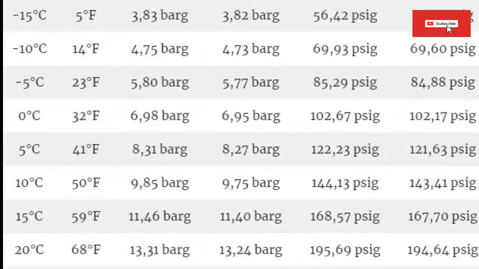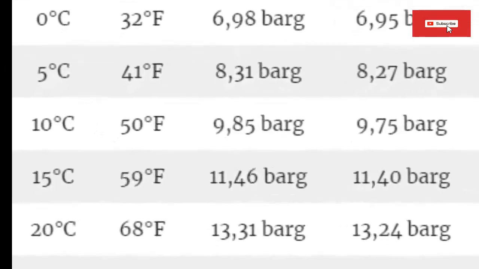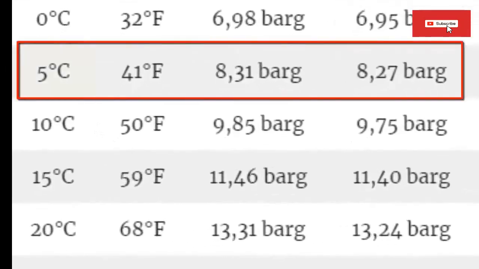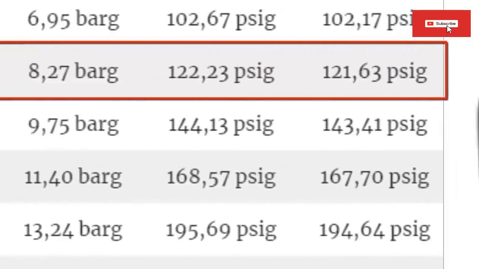For an evaporator temperature of 5 degrees C or 41 degrees F, typical of an air conditioner, the gauge pressure at this point is required to be 8.27 bars or 121.63 psi.